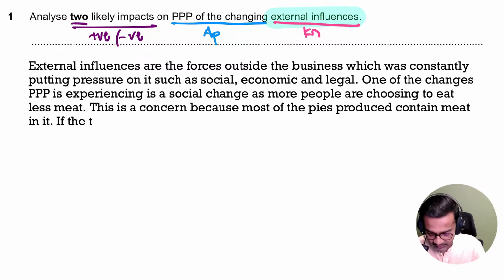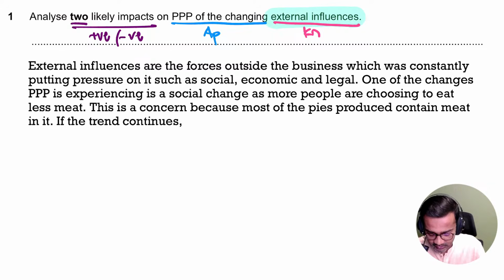Now I'm still explaining application. If the trend continues, obviously if people go away from eating pies, what it means is that less demand will be there for PPP's product. They will obviously have to see a reduction in their revenue. And we saw earlier that they made a revenue of, I think, 15 million, right? Use those numbers. The more numbers you use, the better your application becomes.